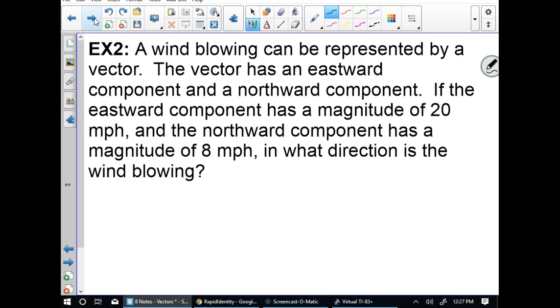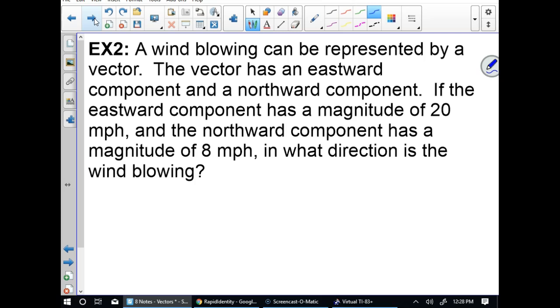I said earlier, vectors are used a lot for forces. One in particular that you can consider are wind forces, forces that are caused by the wind. And as I mentioned with the signs also, wind can really do a lot of damage, especially to large flat surfaces being pushed by the wind. So a wind blowing can be represented by a vector.